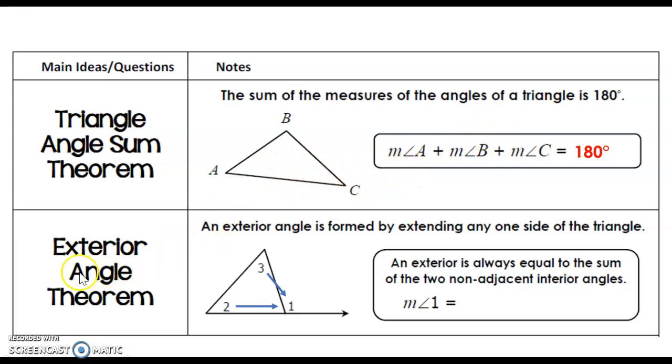So then let's look at the exterior angle theorem. An exterior angle is formed by extending any one side of the triangle, and an exterior angle is always equal to the sum of the two non-adjacent interior angles. So here 1 is the exterior angle and 2 and 3 are the interior angles. Adjacent, remember, means next to. So 2 and 3 are non-adjacent to angle 1. If we add 2 and 3 together, we would get the measure of angle 1. So our formula can be: measure of angle 1 equals the measure of angle 2 plus the measure of angle 3.